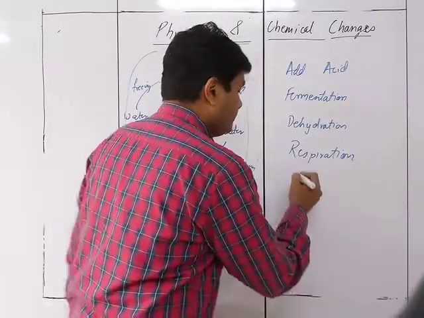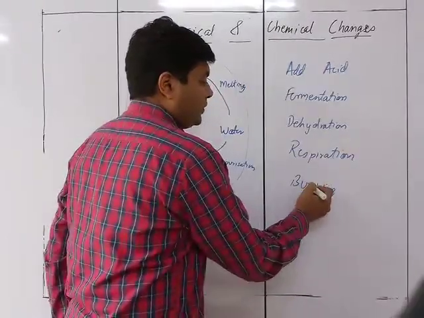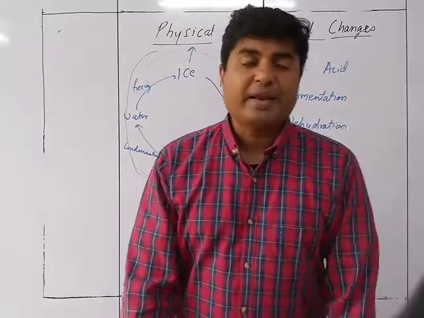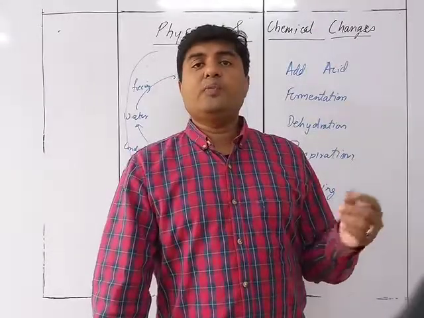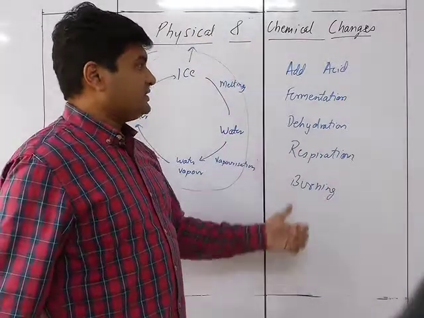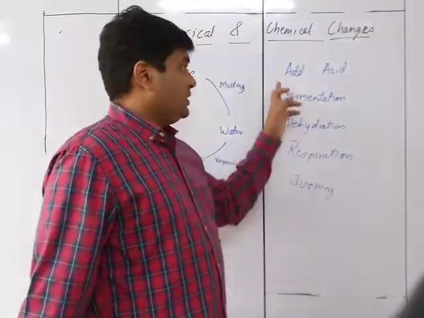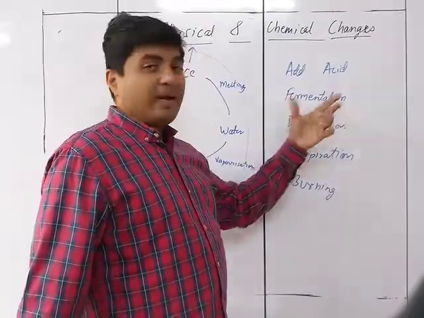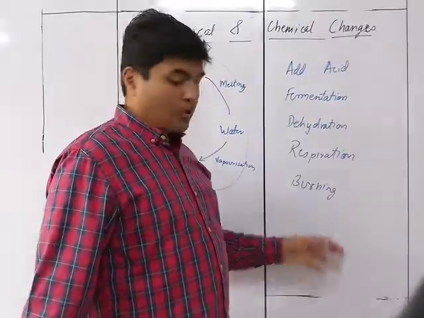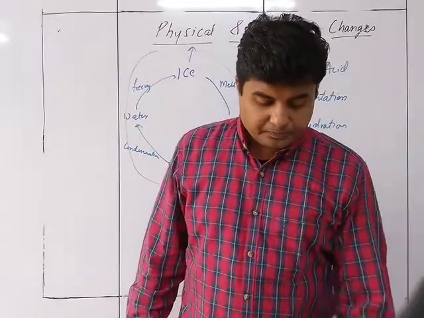And finally, burning a substance in air. When you burn a substance in air, you are going to have a chemical change. Like we saw with magnesium: the magnesium ribbon was burned, and it gave you magnesium oxide. So whenever you do any of these processes, the chances are that you are going for a chemical change. Adding an acid, fermentation, dehydration, respiration in our body, or burning are examples of chemical changes.